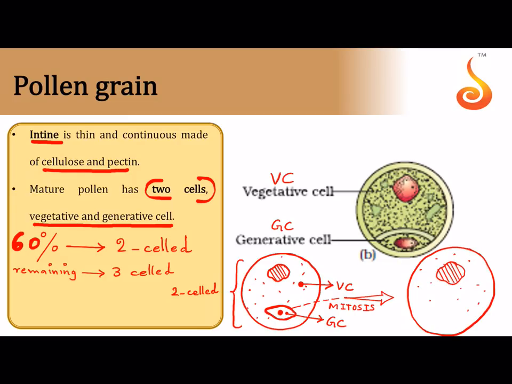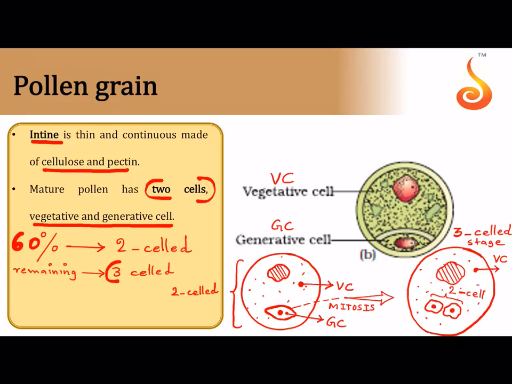Now I told you that the generative cell will undergo mitosis, so it will form two cells which are a product of mitosis. So we have two additional cells now plus the vegetative cell. This is the vegetative cell with a nucleus and cytoplasm, and now we have two additional cells. So 2 plus 1 is, what stage is this now? This is called the three-celled stage.